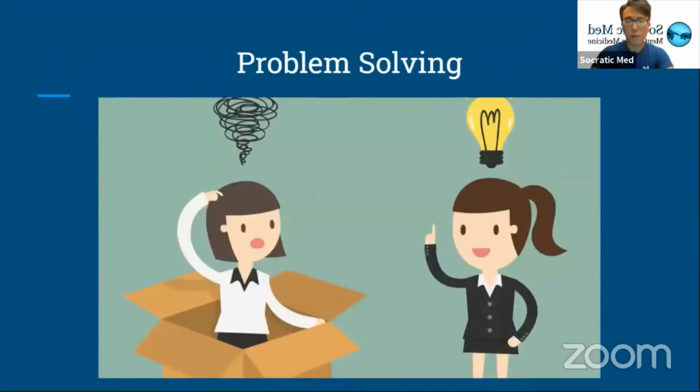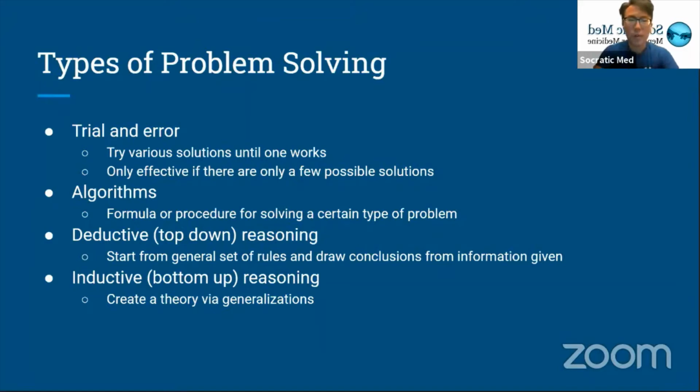So, problem solving. There are a few different types of problem solving that are on the MCAT. The first one is trial and error. That's the basic type of problem solving, when you just try every possible solution until one works. But that's only effective if there are a few possible solutions.